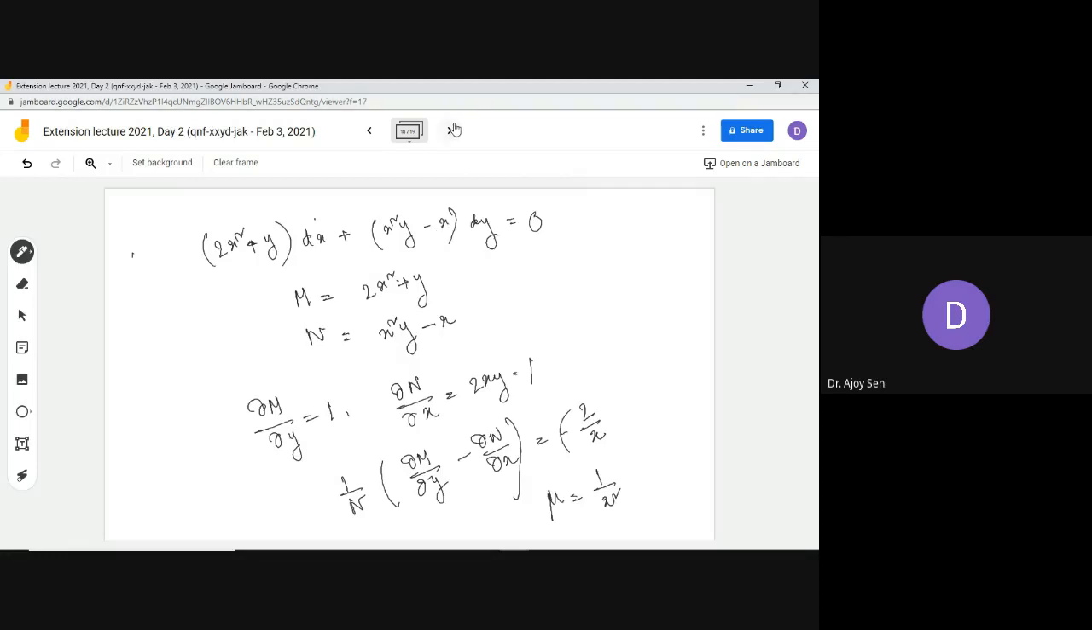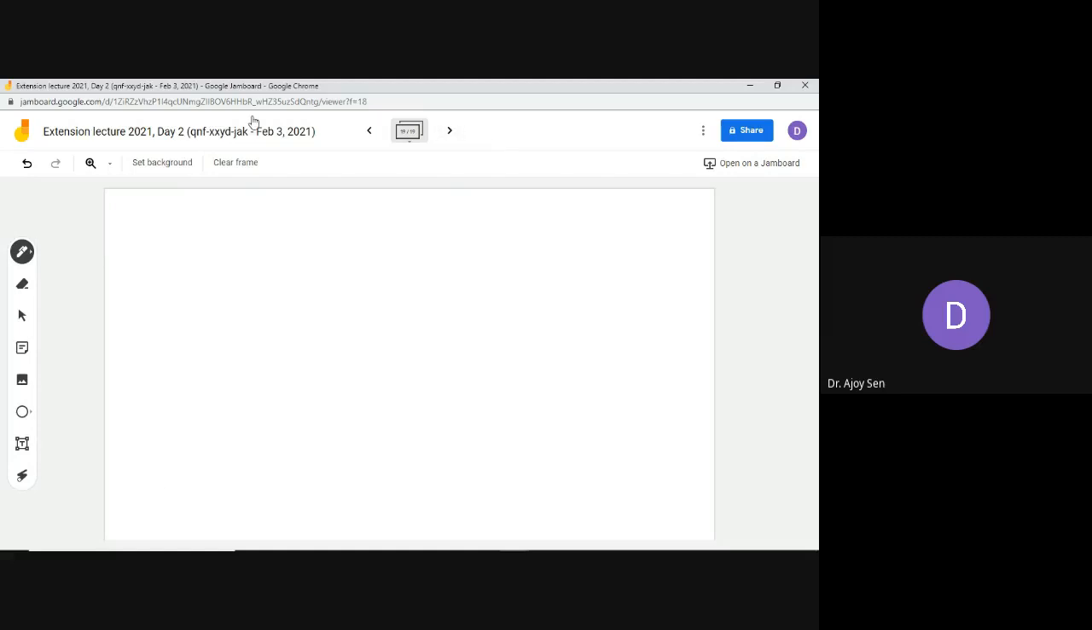And one last thing of today's lecture that I should mention is Bernoulli's equation. Bernoulli's equation is like this type of equations.